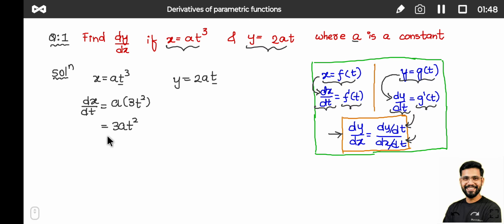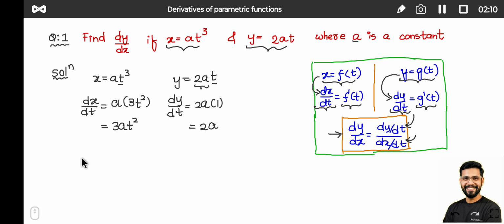3a t square. Similarly, y is 2at, so if we take the derivative of y with respect to t, we will get dy upon dt. This 2 into a is a constant, that will be as it is, and the derivative of t with respect to t is 1. So we are getting 2a into 1, which is 2a.